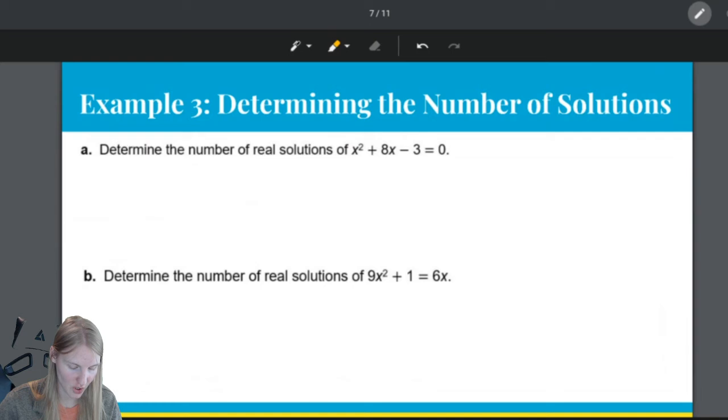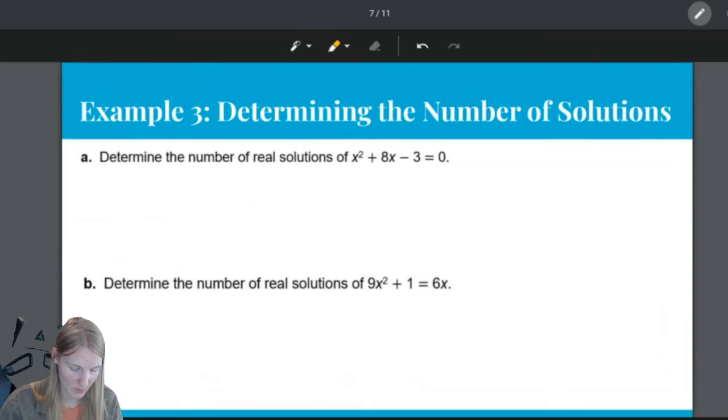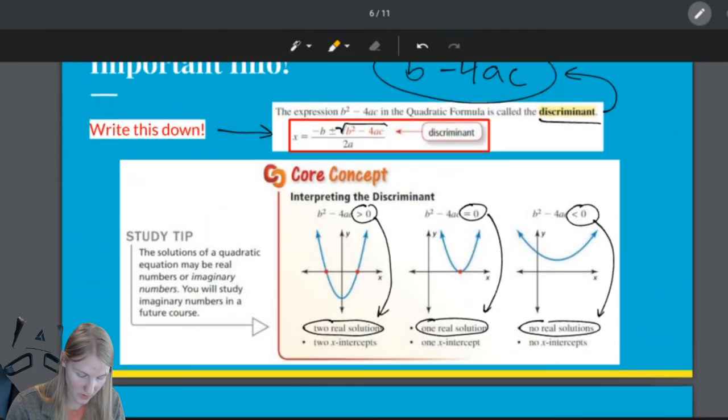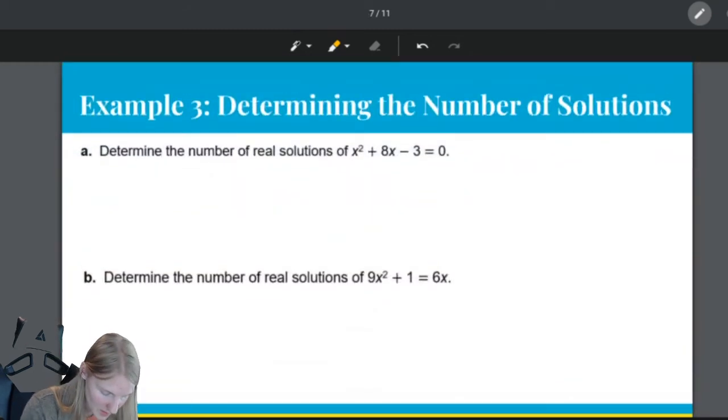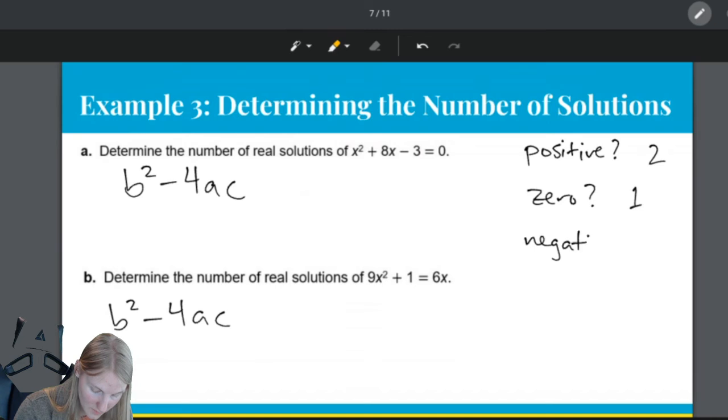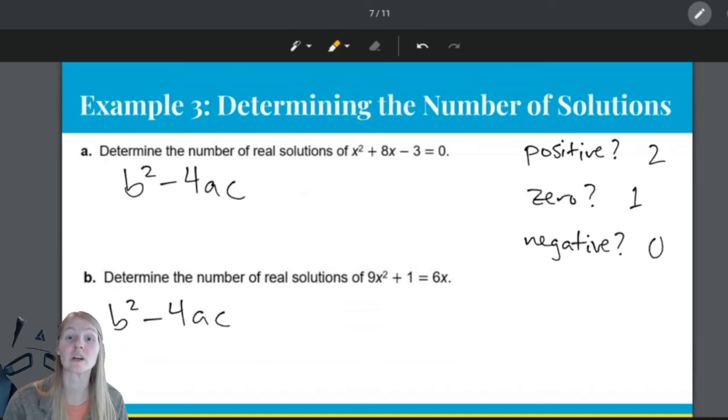Alrighty, example 3, determining the number of solutions. And remember, that's what the discriminant does for us. The discriminant literally determines the number of solutions for us by saying greater than 0, 2 solutions, equal to 0, 1 solution, negative, no solutions. So all we have to do is look at b squared minus 4ac. If it's positive, 2 solutions. 0, 1 solution. Negative, no real solution.